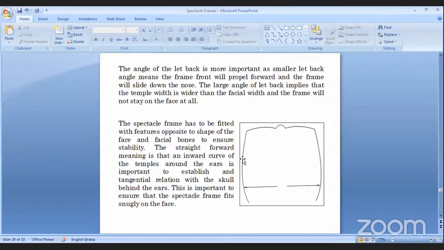Now, apart from this temple width, you also need to understand that sometimes you also need to curve these temples. This is very important, especially when the wearer's face is round, because this temple should not touch anywhere between the frame front and before the ears. So there should be a little gap. It should only create a tangential relation with the temporal bone. So in order to create the tangential relationship, you need to curve the sides.